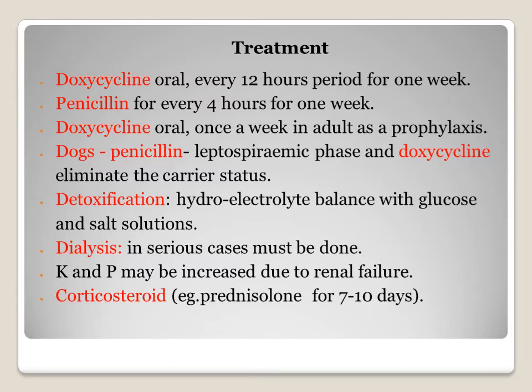Treatment: doxycycline orally every 12 hours for 1 week, penicillin every 4 hours for 1 week. Doxycycline orally once a week in adults as a prophylaxis. The previous dose we have seen is for treatment; this once a week is for prophylaxis. For the dog practitioner, remember penicillin is for the leptospiremic phase and doxycycline eliminates the carrier status.